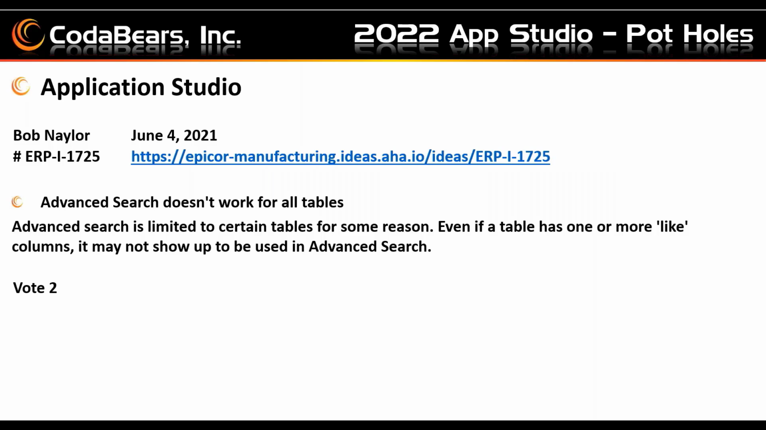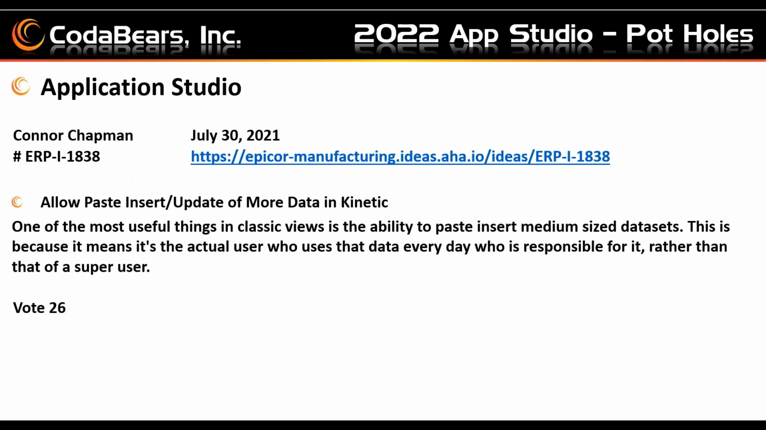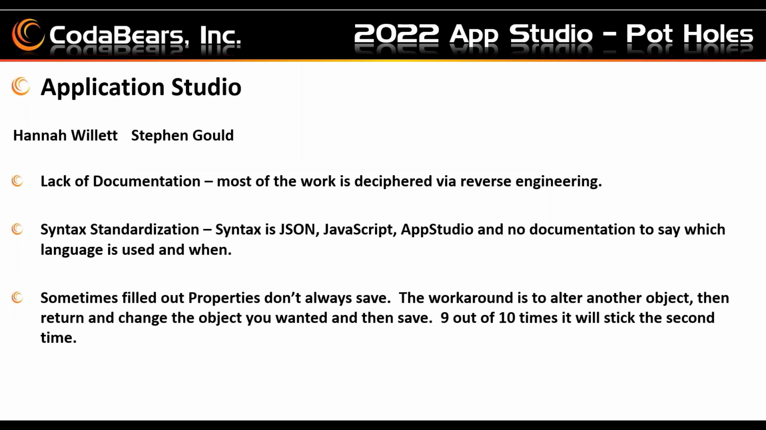Bob Naylor submitted our next request, and that was that advanced search doesn't work for all tables. It's limited to certain tables for some reason. They were looking at more like columns, or being able to say, I know in a BAQ, you can say add this to the search or add this to an advanced search, but that doesn't work for everything now. Through the use of the predictive search, we might be able to get there, but Bob was requesting this be added to Application Studio so that people have access to it.